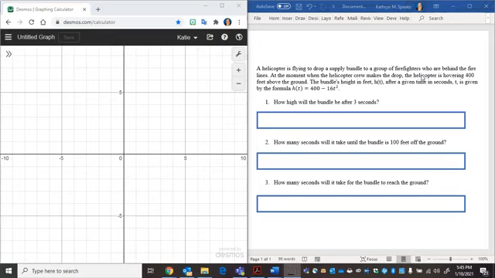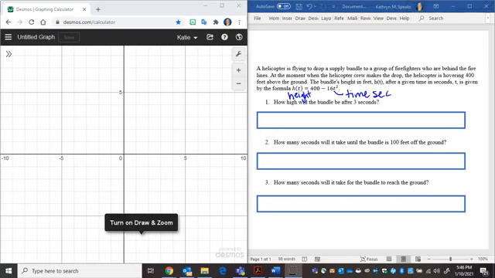All right, and so the bundle's height in feet, and they tell us that's h(t), after a given time in seconds, t, is given by the formula h(t) equals 400 minus 16t squared. Okay, so first thing I want you to do when we look at these quadratic problems is to think about it in context of the problem. h(t) tells us that this is the height, and t is the time in seconds.